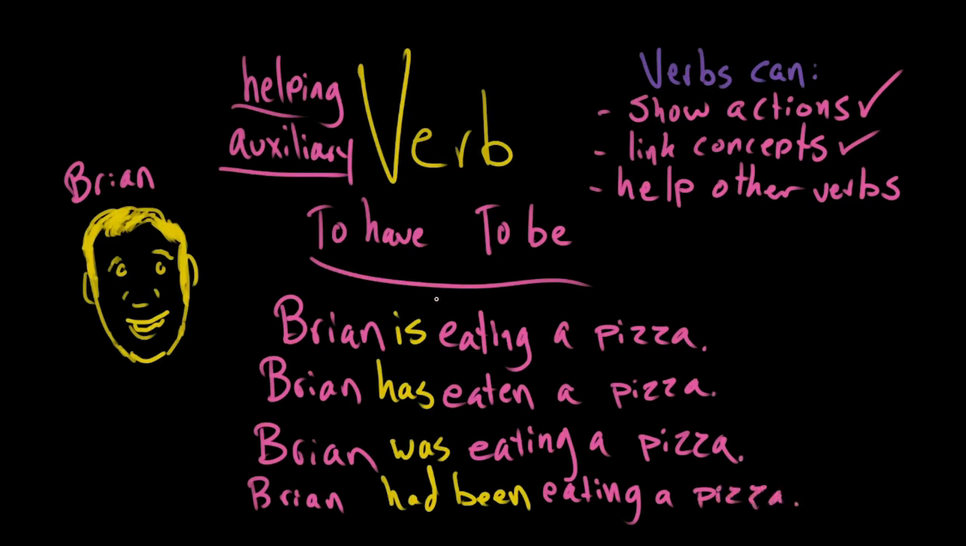The presence of all these helping verbs has different effects depending on which ones you use. As I said, we'll get into those later, but for a brief overview: Brian is eating a pizza suggests that it's going on now. Brian has eaten a pizza means he has done it, it's over in the past. Brian was eating a pizza means he was in the middle of eating a pizza when something happened. And finally, Brian had been eating a pizza means he was doing it, and then he stopped at some point in time.